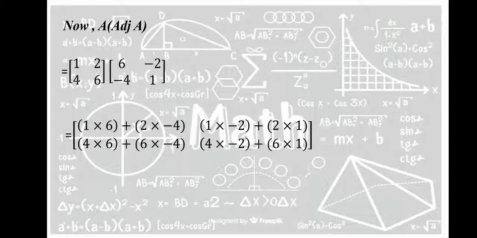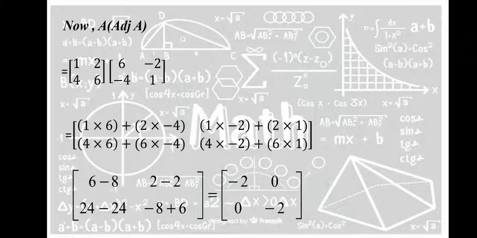Now the first row is multiplied by the second column. In the first line, 1 multiplied by minus 2 plus 2 multiplied by 1. Now in the second line, the second row is multiplied by the first column, that is 4 multiplied by 6 plus 6 multiplied by minus 4. Now the second row is multiplied by the second column, 4 multiplied by minus 2 plus 6 multiplied by 1.